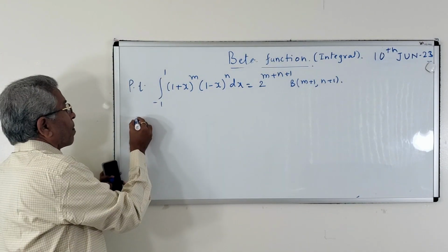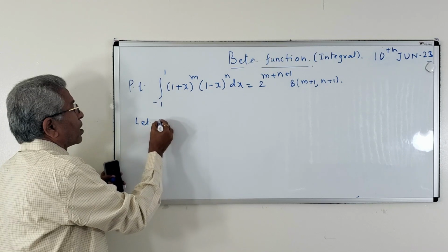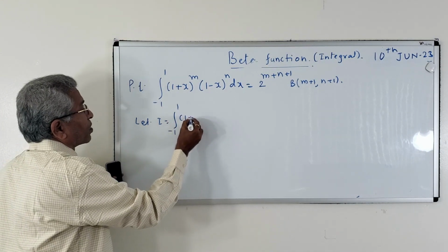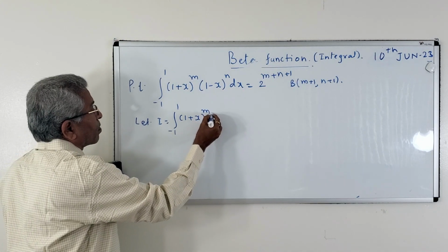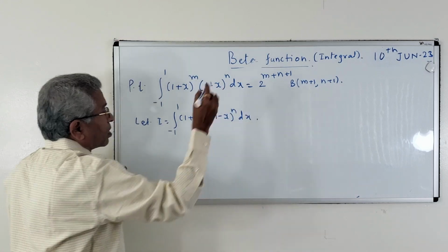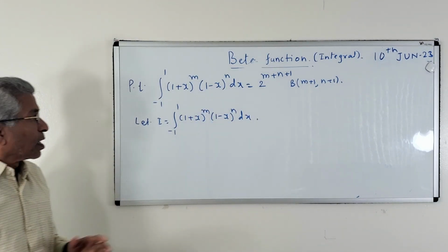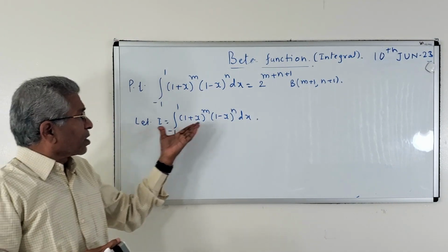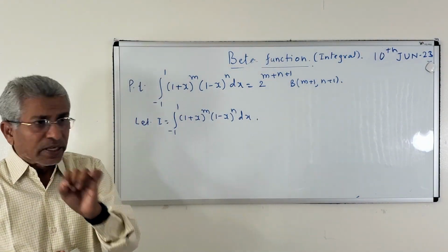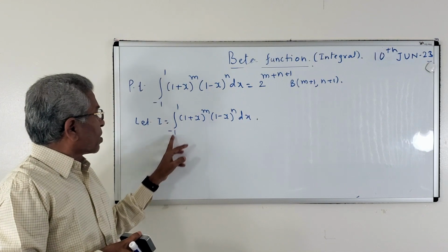Let I equal the integral from minus 1 to 1 of (1 plus x) raised to m dx. This is the integral, and it is to be solved by the beta function. Why only by the beta function? Because let us see here, the limits are minus 1 to 1.